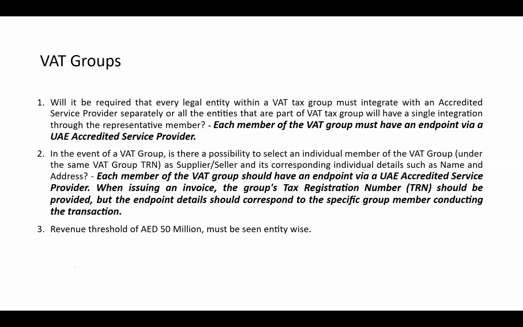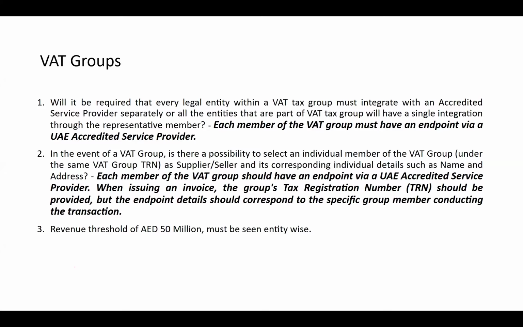So first of all, the revenue threshold is applicable to each entity. Say for example, there are three entities in a VAT group. Each has 20 million as the revenue. So the total VAT group turnover is more than 50 million. However, the entity-wise revenue is less than 50 million. So these entities, as of now in the first phase, need not appoint an ASP.